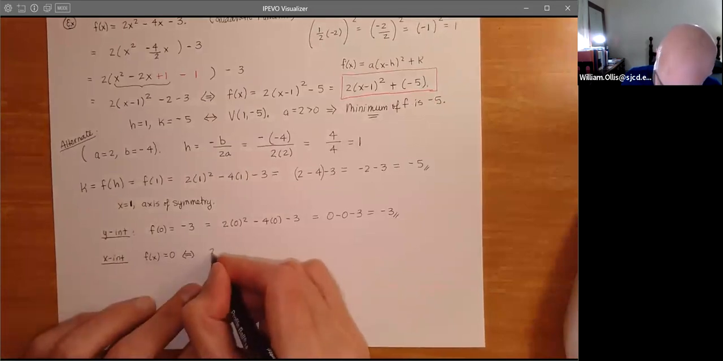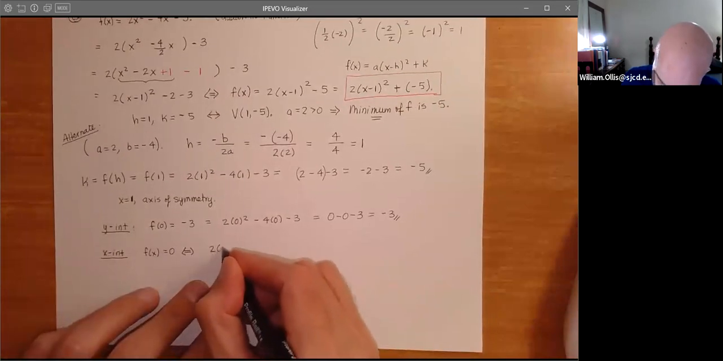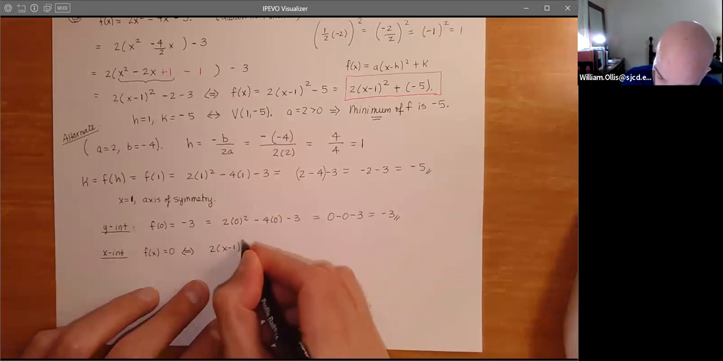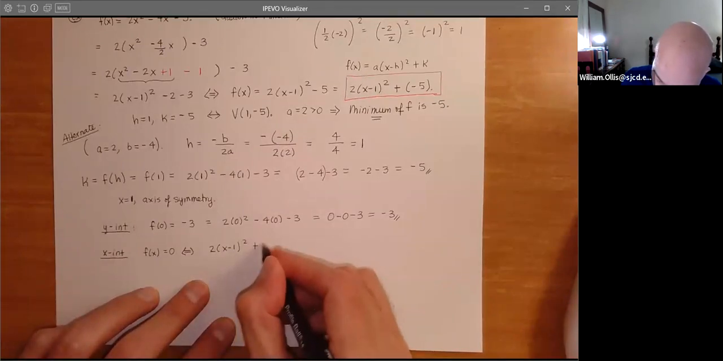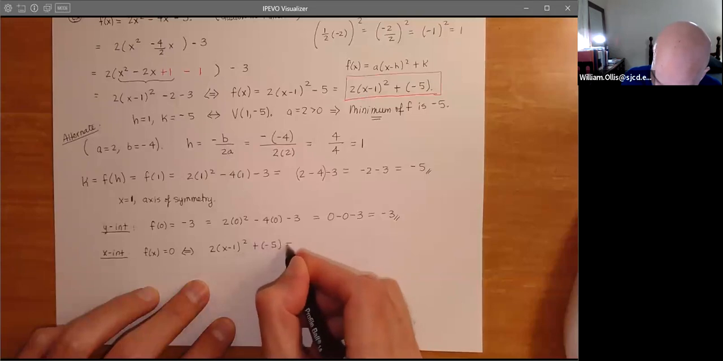So we've got 2 times (x minus 1) quantity squared plus -5 equals 0.